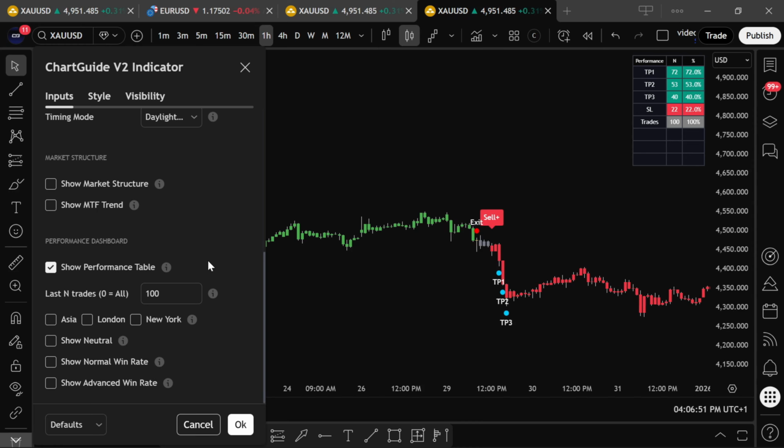Now you can also control how many trades it's counting. By default, it's set to 100, which means it's showing you the stats for the last 100 closed trades. If you want, you can change that number in the settings. Right below that, you've got a session filter for scalpers: Asia, London, and New York.